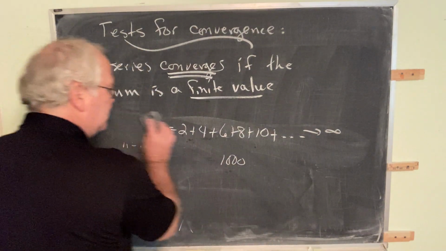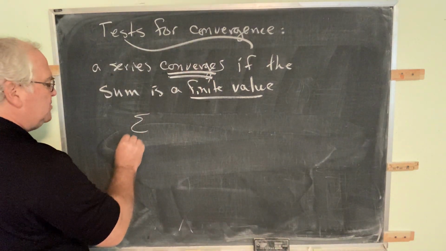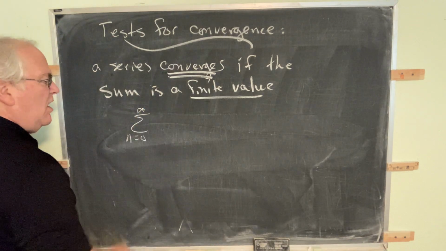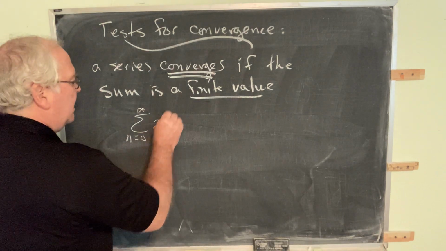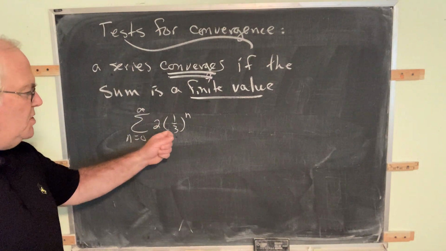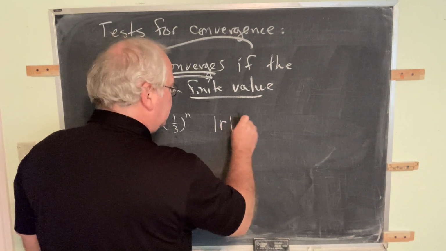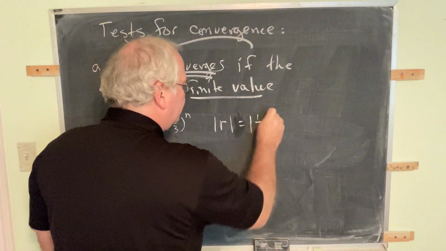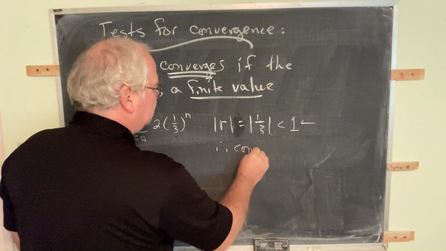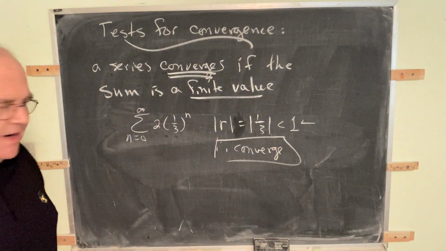An example of a series that does converge is a geometric series where the absolute value of r is less than 1. If we take 2 times 1/3 to the n, this is a geometric series. a equals 2, r equals 1/3. So the absolute value of r is the absolute value of 1/3. That is less than 1, and therefore this does converge. That is to say, this sum adds up to a finite number.